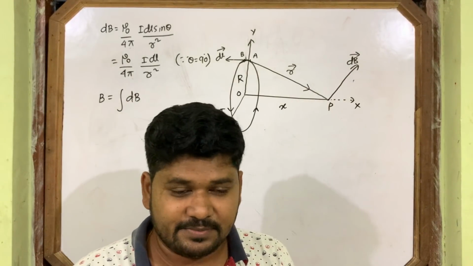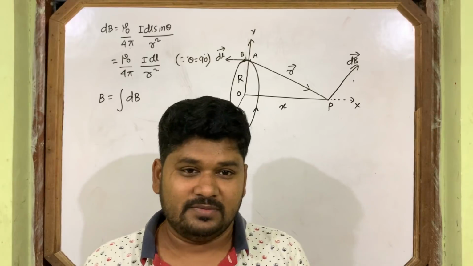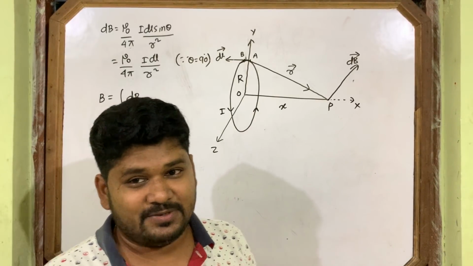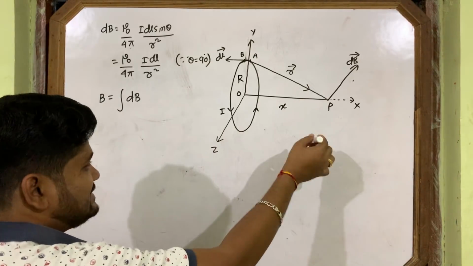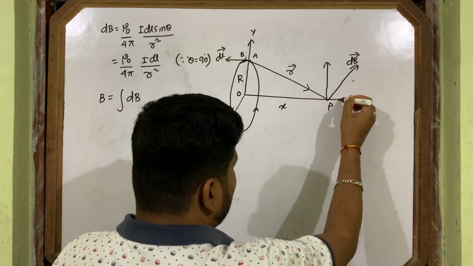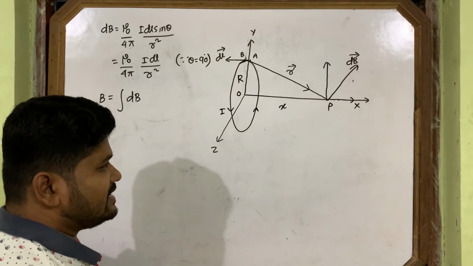We'll do like this. B is equal to integration of dB? No. If we do like this, then we'll face a problem. A mistake will be there. So this dB can be resolved into two rectangular components. You see, one component in this direction, another component in this direction.